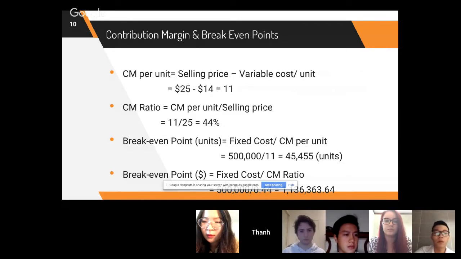Contribution margin per unit is calculated as the difference between selling price per unit and variable cost per unit, which is equal to $11. In other words, with every unit sold, Marathon will eventually gain $11 towards revenue. Contribution margin ratio is 44%, meaning that 44% of the sale will be contributed to cover some of total fixed costs. Break-even points can be used to analyze how many minimum units Marathon should sell in order to break even. Their calculations are shown on this slide.